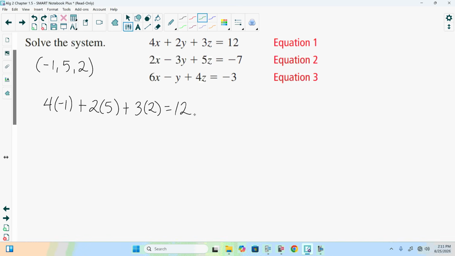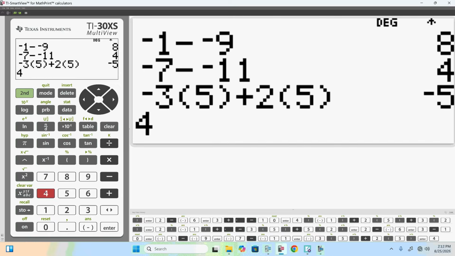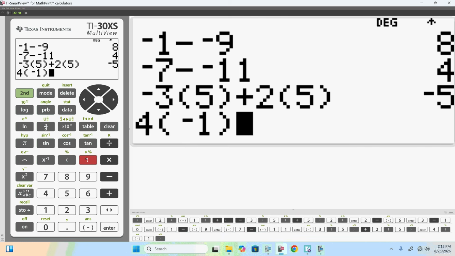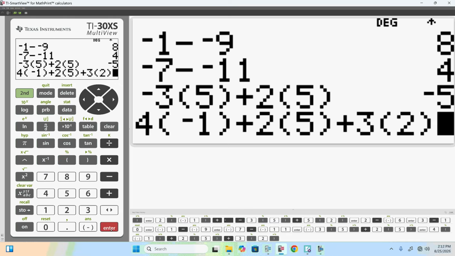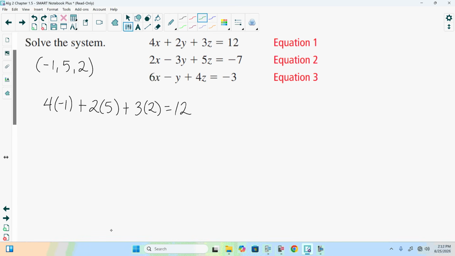Because if this is a solution, that whole left side should become 12, yes? So I'm going to grab my piece of paper, just so I have the equation. So I grab the calculator and go 4 times -1 plus 2 times 5 plus 3 times 2. And it tells me that left side is 12. So it says 12 is equal to 12. That is a true statement, so it's telling me that is a solution point to that equation.